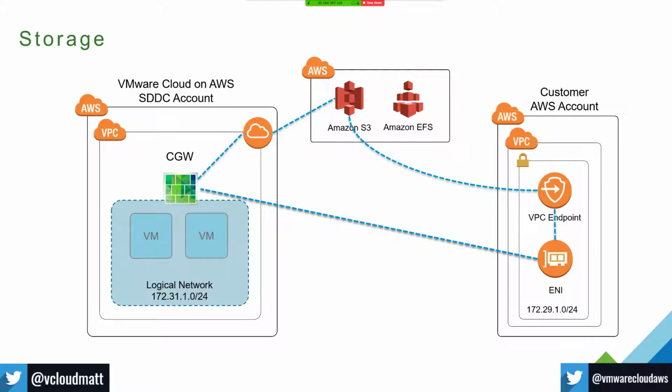So it goes over the ENI to the vSphere endpoint and then to the S3, completely free. We could also use Amazon EFS. Again, it travels through the VPC endpoint to the ENI into our CGW and into your VMware's local logical network. So this is completely free.